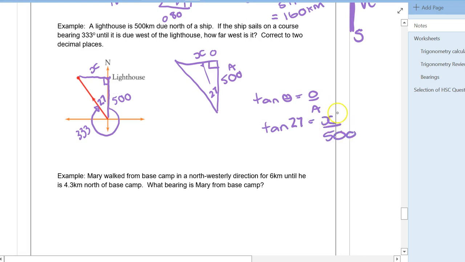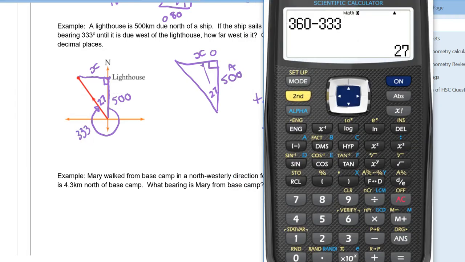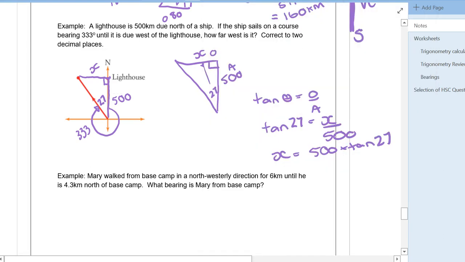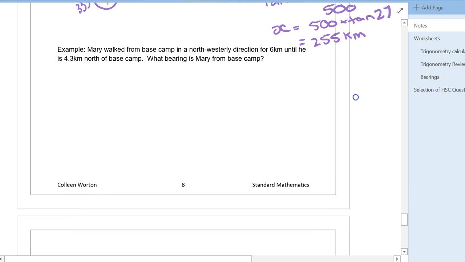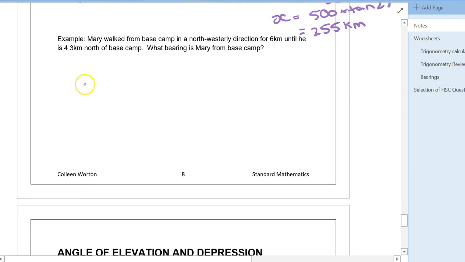Remember, when the unknown is on the numerator, we multiply. And we'll put that in our calculator. 500 times tan 27. And I'll get 255. 255 kilometres. Okay, let's have a look at one without a diagram to start us with.